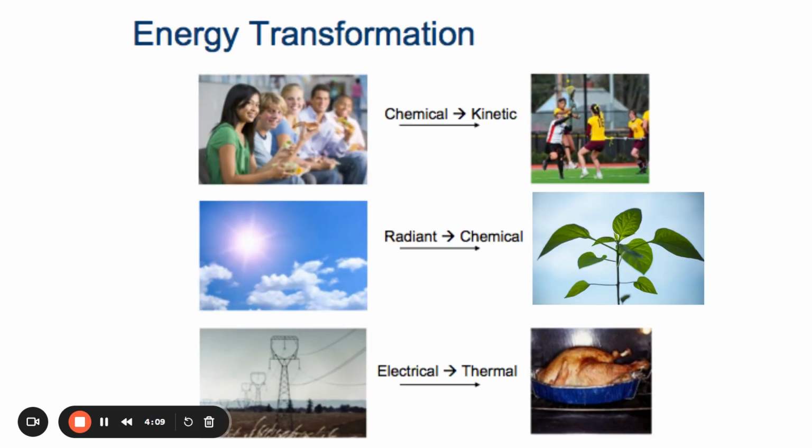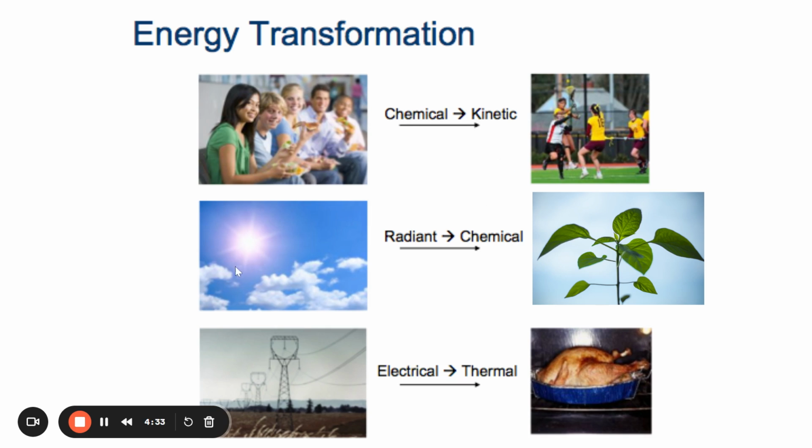Here are some examples of energy transformation. So we have chemical energy here. These people are eating food. Food is stored chemical energy that then gets converted into kinetic mechanical energy in this picture. Kinetic because they're moving, and mechanical because they are using their body, the joints and stuff like that to play a game. That's one type of transformation.